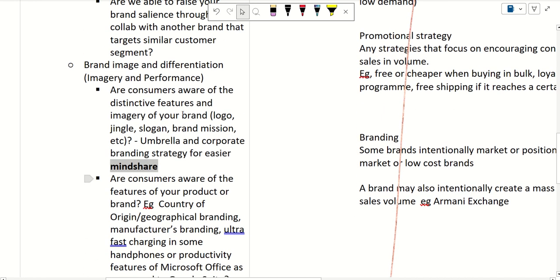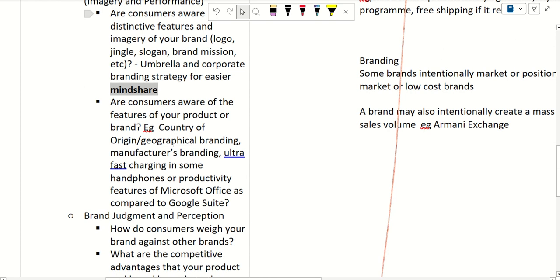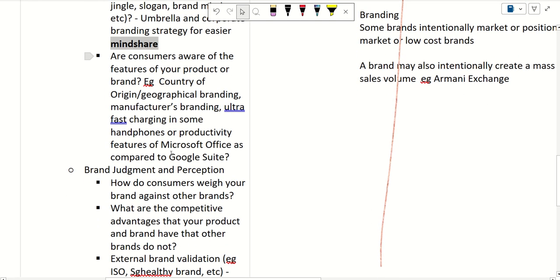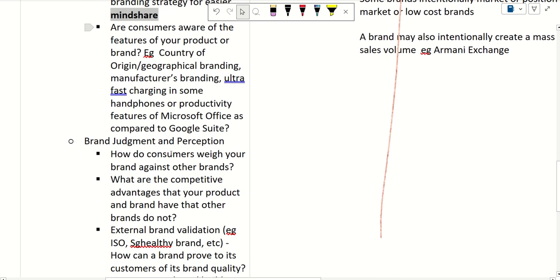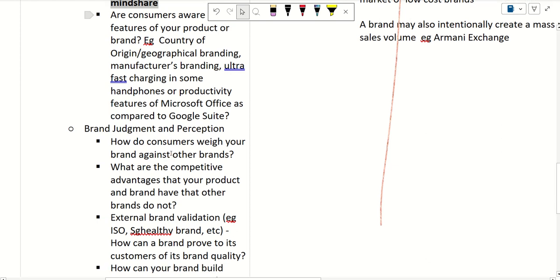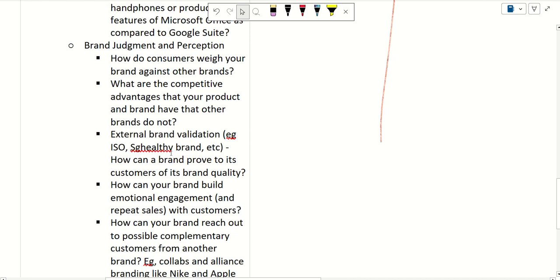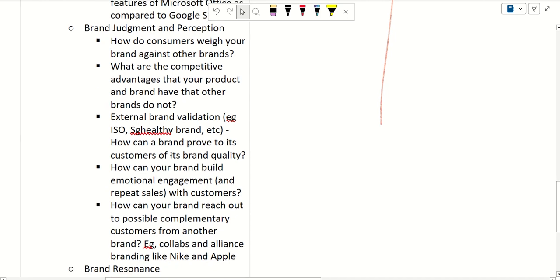Next, sometimes consumers are aware of the features. These are very feature level, the differentiation. Some brands differentiate themselves by saying, that brand's refrigerators, for example, are made in China, my refrigerators are made in Korea. Those are geographical branding. Or this milk is produced in Malaysia, while the milk that I'm selling you is produced in Australia. So there is a difference, right? You will probably want to buy an Australian product rather than a Malaysian milk product. But we do drink a lot of Malaysian dairy.